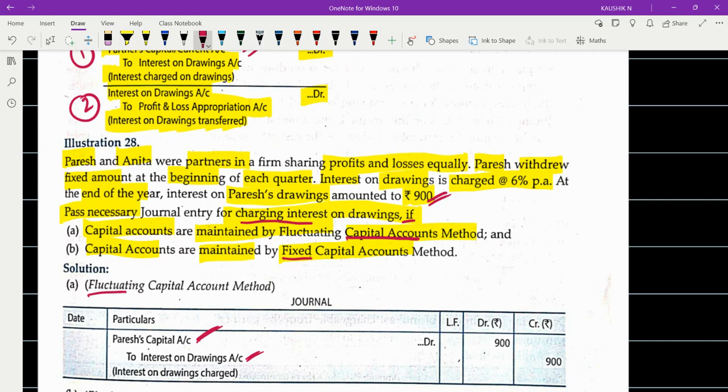Okay, it's a mere waste of time. So read the question and then take a call, whether they are asking you only for the recording of interest on drawings in the partner's capital account or in both the accounts. So read and then take a call. Need not write an entry and lose your time unwantedly. Okay, so plan your timing accordingly.